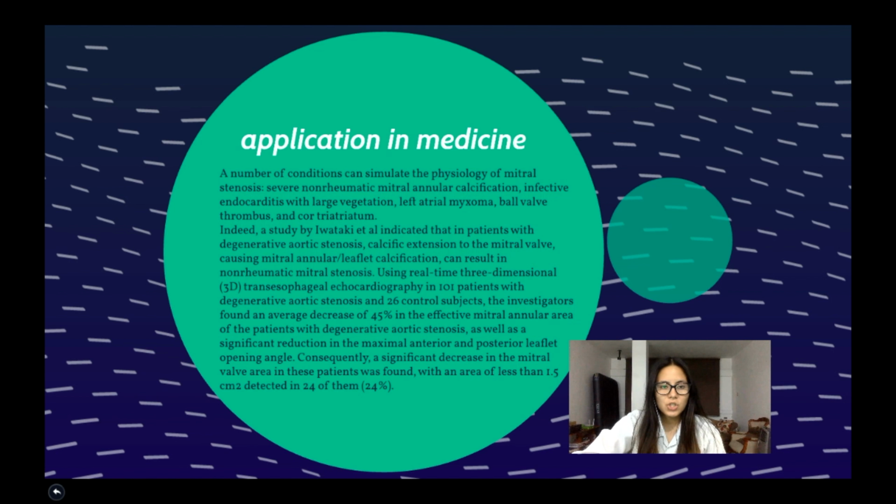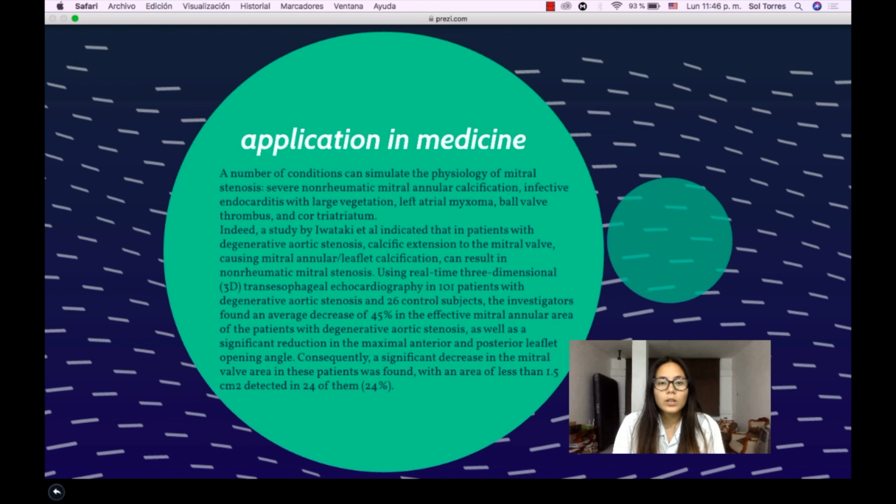Using real-time three-dimensional transesophageal echocardiography in 100 patients with degenerative aortic stenosis and 26 control subjects, the investigators found an average decrease of 45% in the effective mitral annular area of the patients with degenerative aortic stenosis, as well as a significant reduction in the maximal anterior and posterior leaflet opening angle. Consequently, a significant decrease in the mitral valve area was found, with an area of less than 1.5 centimeters squared detected in 24 of them.